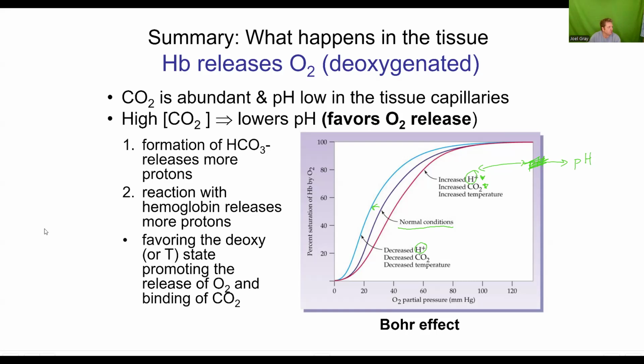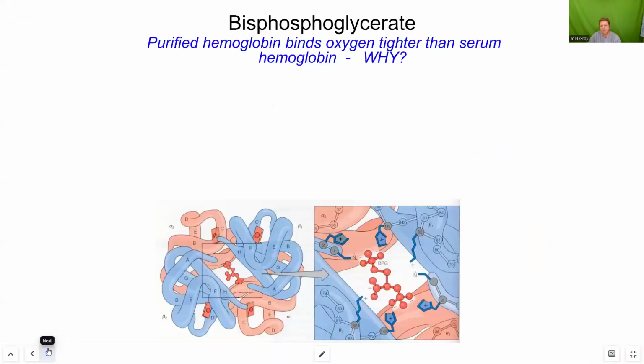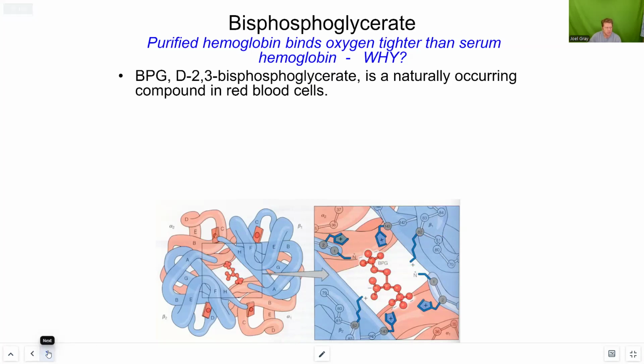Okay, so after this, we have this new compound, bisphosphoglycerate. Now, bisphosphoglycerate is a naturally occurring compound. This is known as BPG or D-2,3-bisphosphoglycerate. The capital D should be a little bit familiar because we talked about L and D sugars, and bisphosphoglycerate is an example of the D sugar.